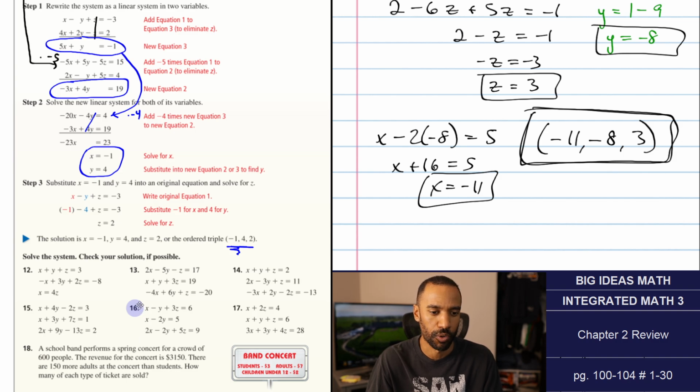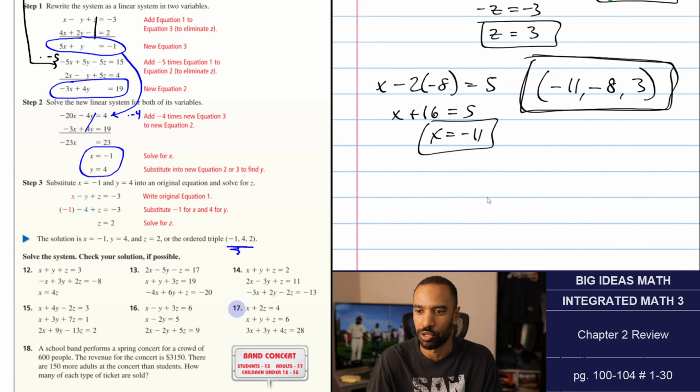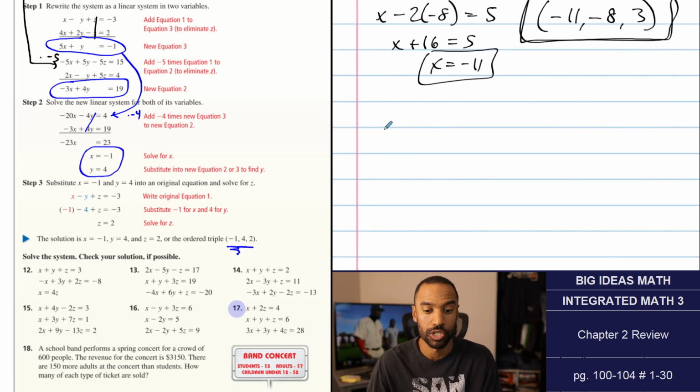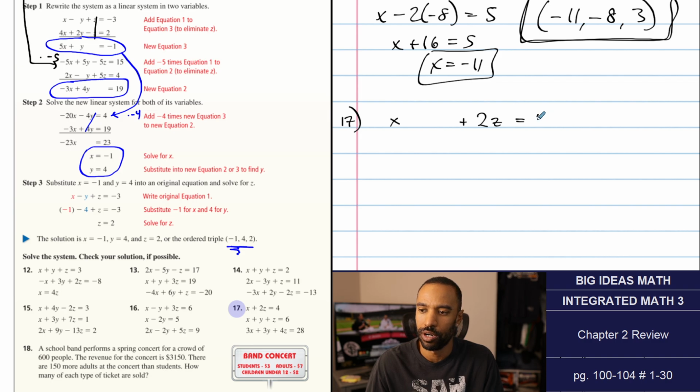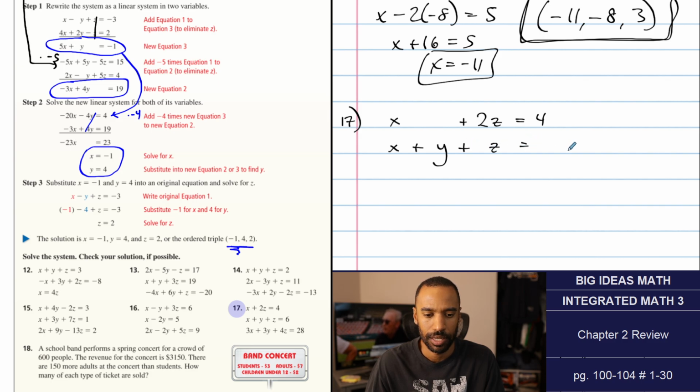All right, we still have one more before the word problem. So number 17, like I said, I don't think this one's really set up for substitution either, not as a whole. But there is no y term here, so let's see if we can eliminate y's most easily on this one. Number 17, I got x plus 2z equals 4. Putting a placeholder there so that I can get y's kind of together. x plus y plus z equals 6, and 3x plus 3y plus 4z equals 28.